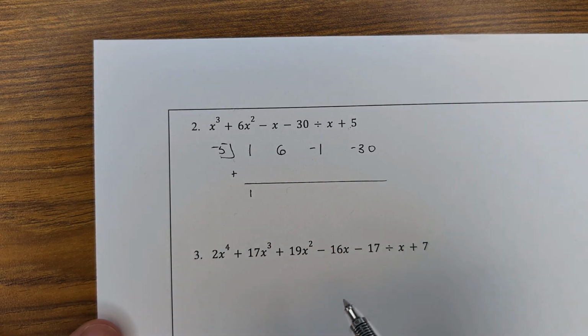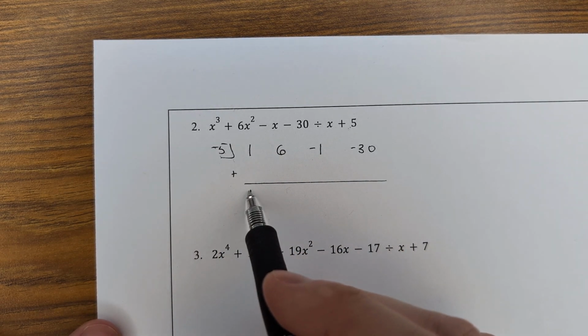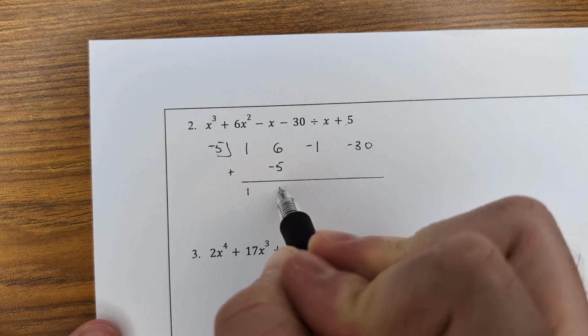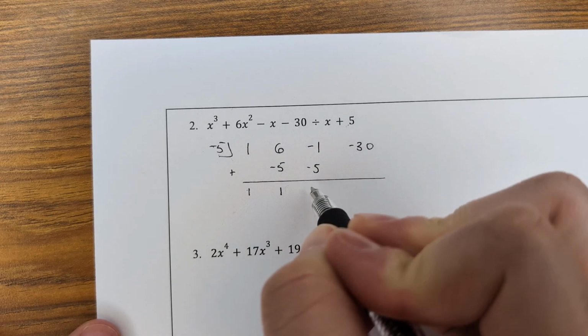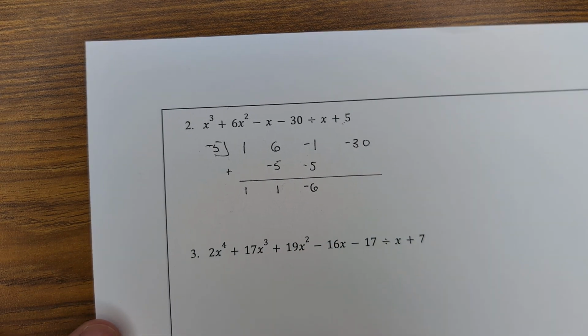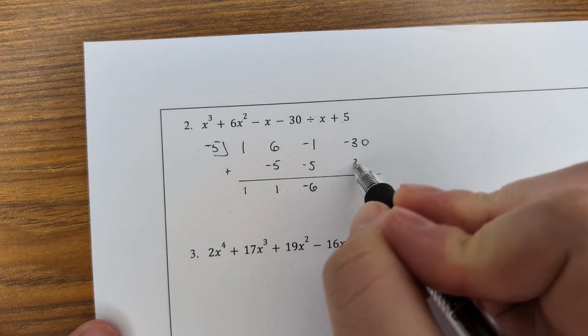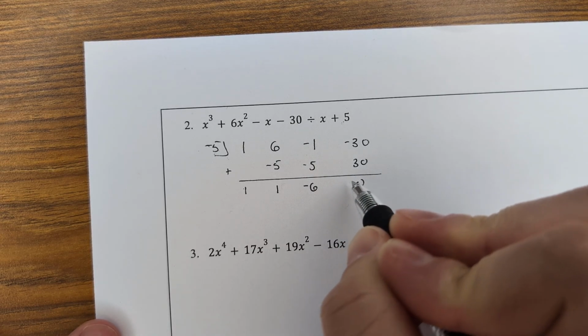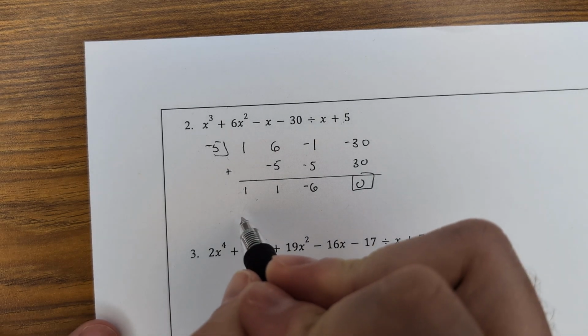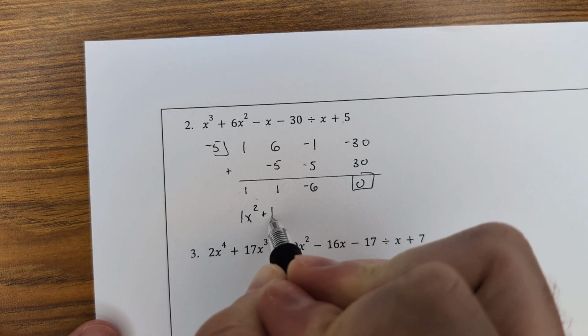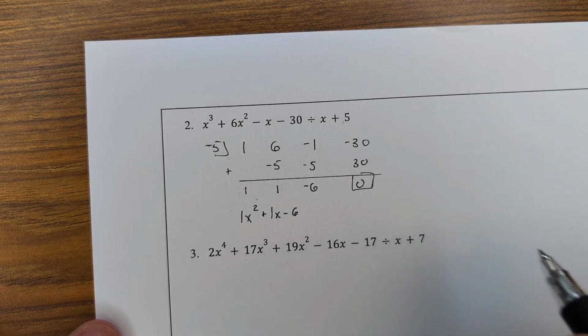So first number comes down, multiply and add. So -5 times 1 is -5, add down is 1. -5 times 1 is -5, add down is -6. -5 times -6 is +30, add down is 0. So once again, that number is my remainder. These are the coefficients of my answer. So 1x squared plus 1x minus 6.